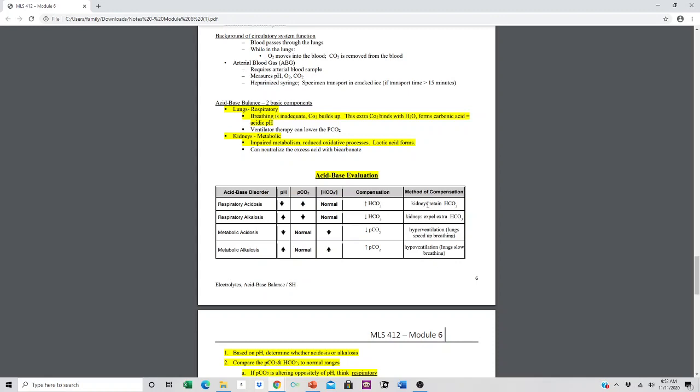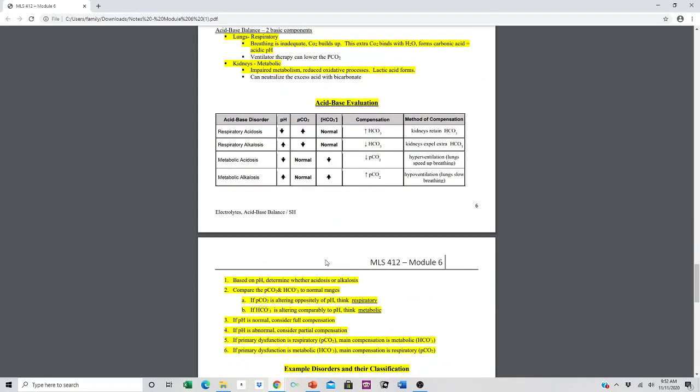So I told you we'd come back up here. When we have categorized what their main disorder is, sometimes we're done with the test question, but sometimes we're not. Sometimes what the test question may be asking you is something about the compensation. So that's what these last two columns are for. If the patient is in a respiratory acidosis, meaning that it's their lungs that are primarily involved, then the kidneys will be what's going to run the compensation.